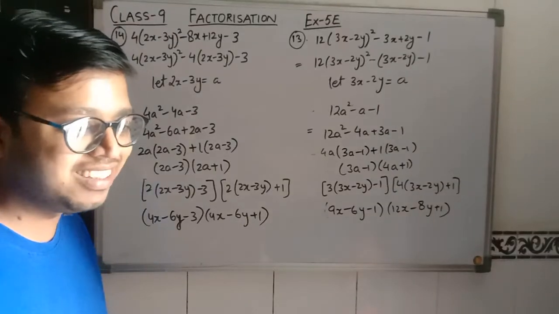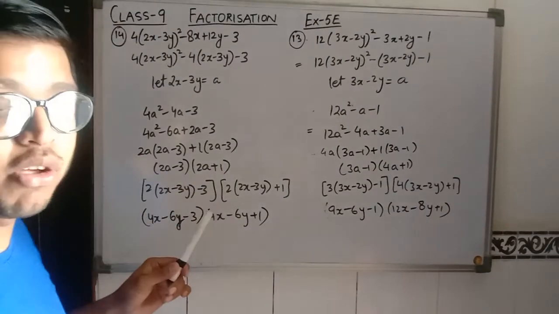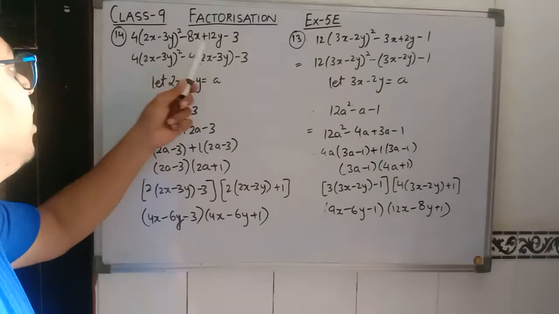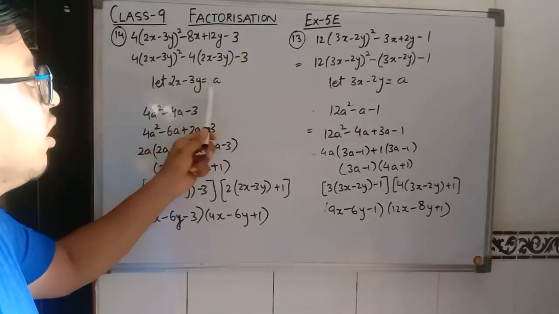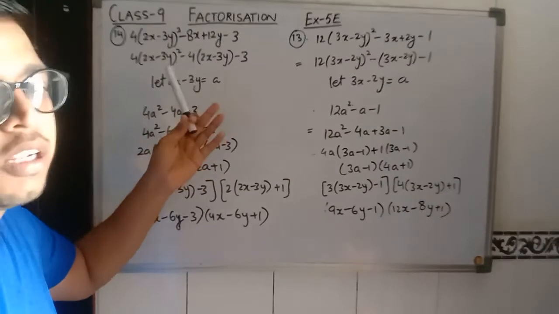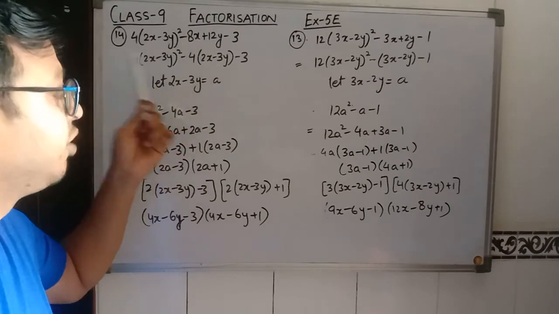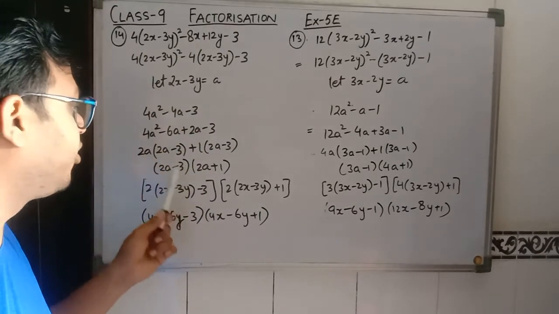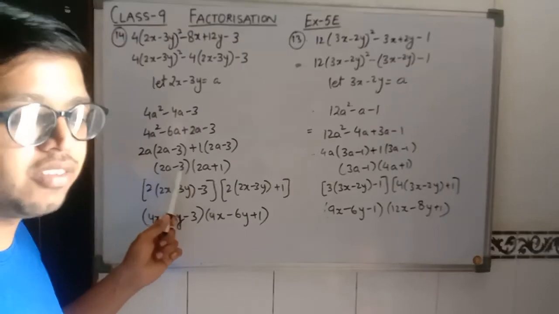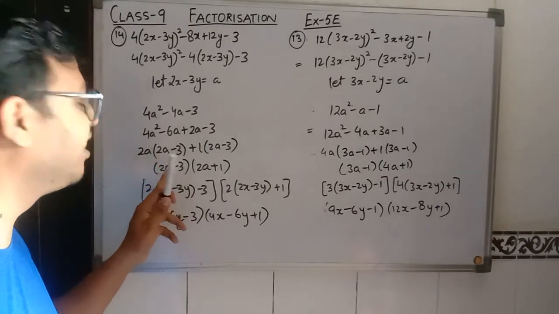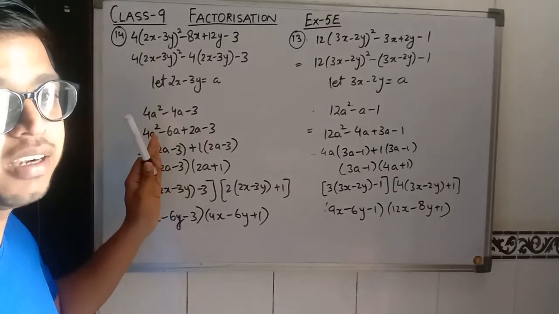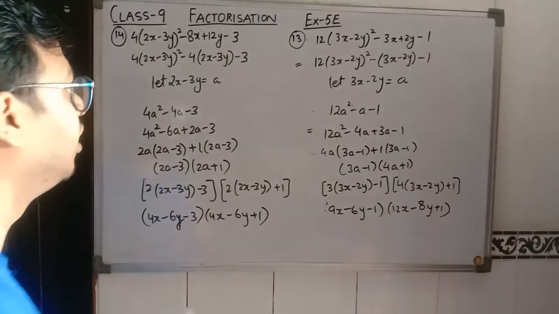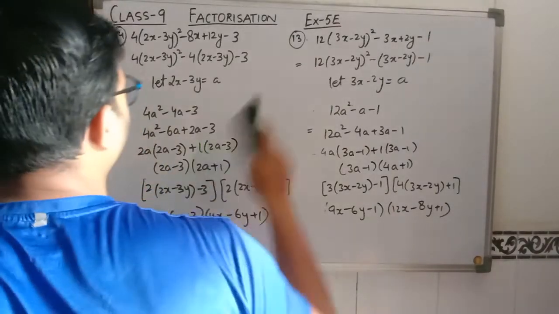So as we can see, in all of the questions, first we have to make the terms similar, then we have to consider the term which is common, which is similar as a. Then according to the new question we have to solve, and after completely factorizing we have to place again the value of that considered part. Then we find the final answer. So this is question number 14.